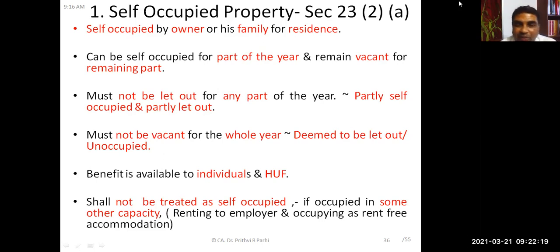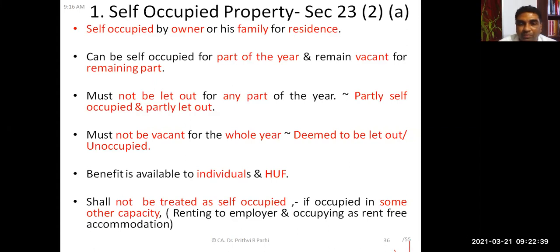Okay, did you understand? If the assessee is occupying the house in some other capacity, not in the capacity of the owner, then it will not be treated as a self-occupied house. Okay, understood these concepts?